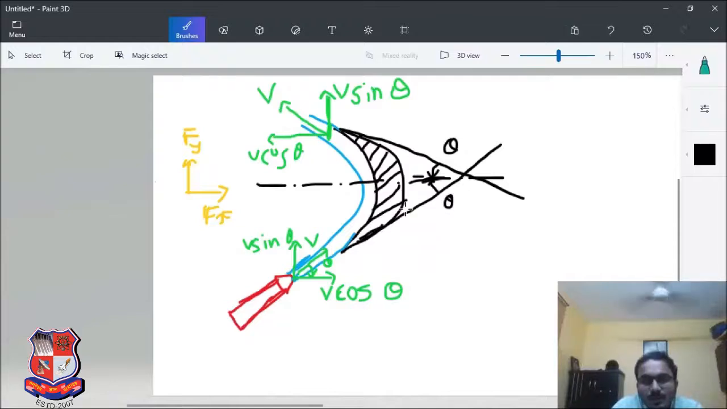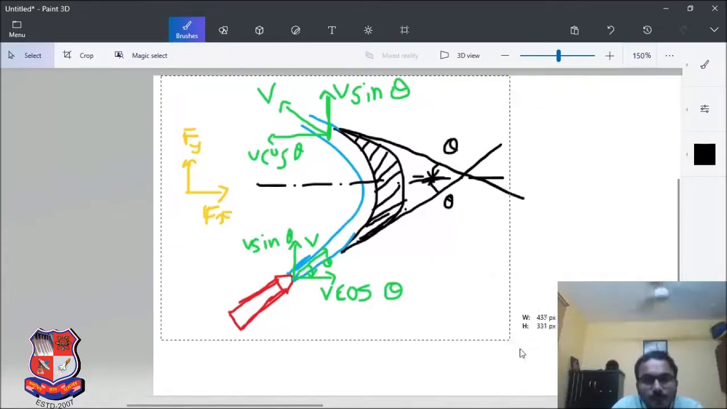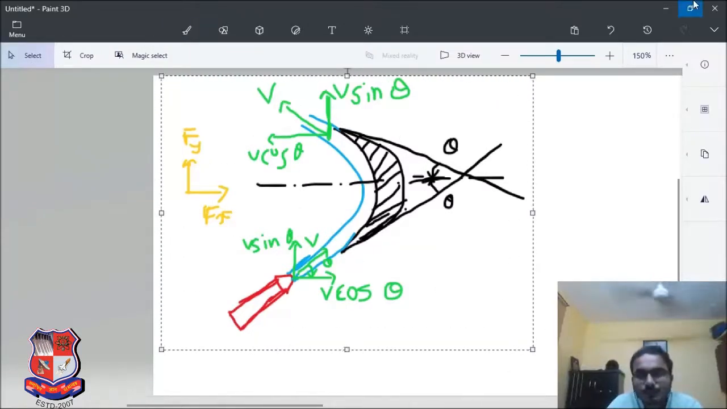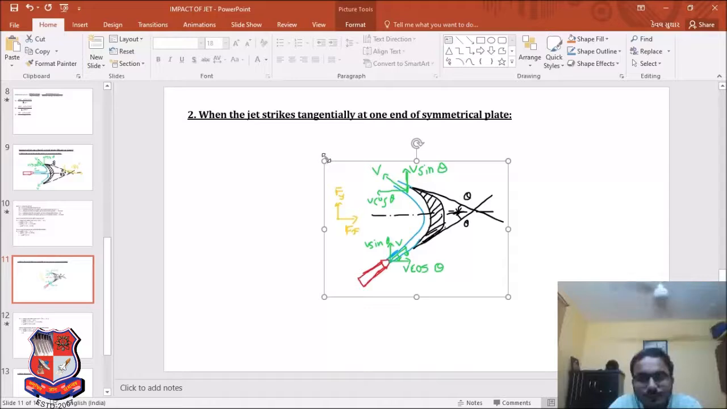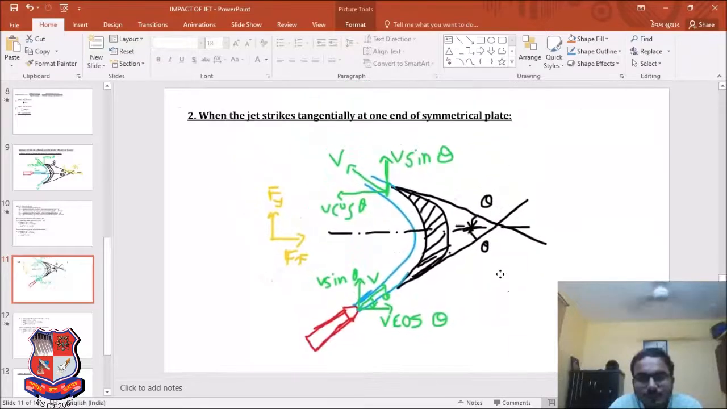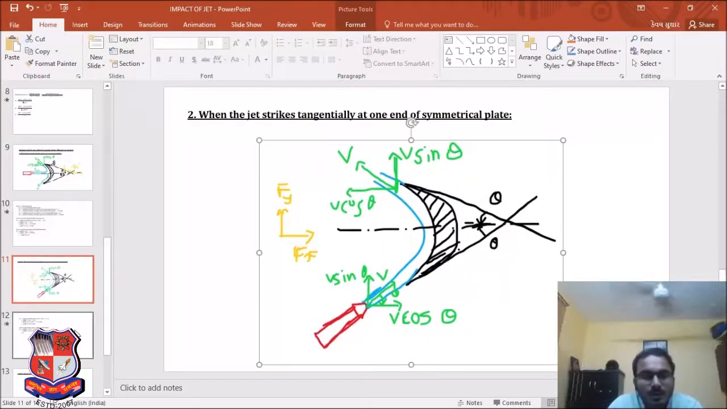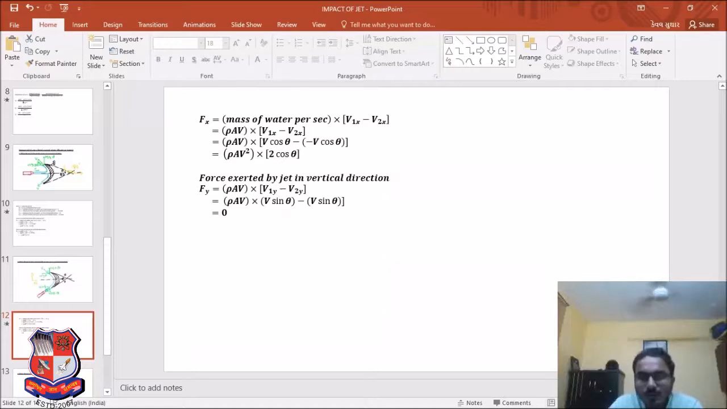This way it will work. Okay, we can copy this figure now. Here. Okay, now we will go to the equations.